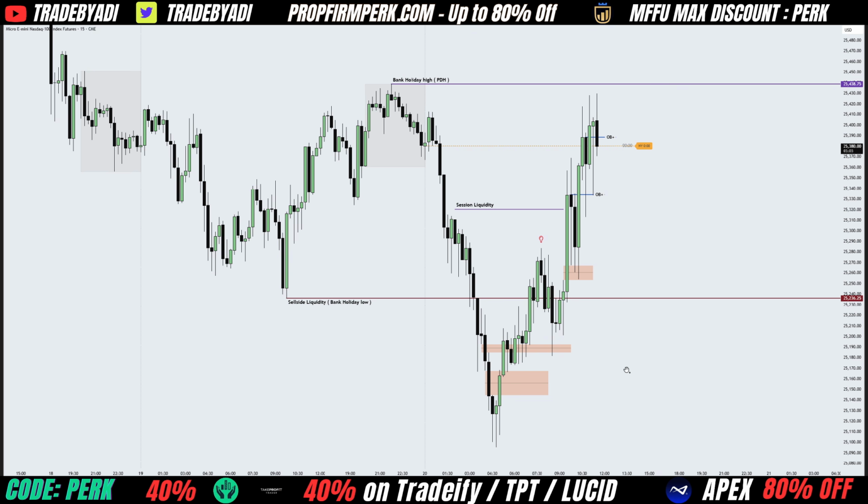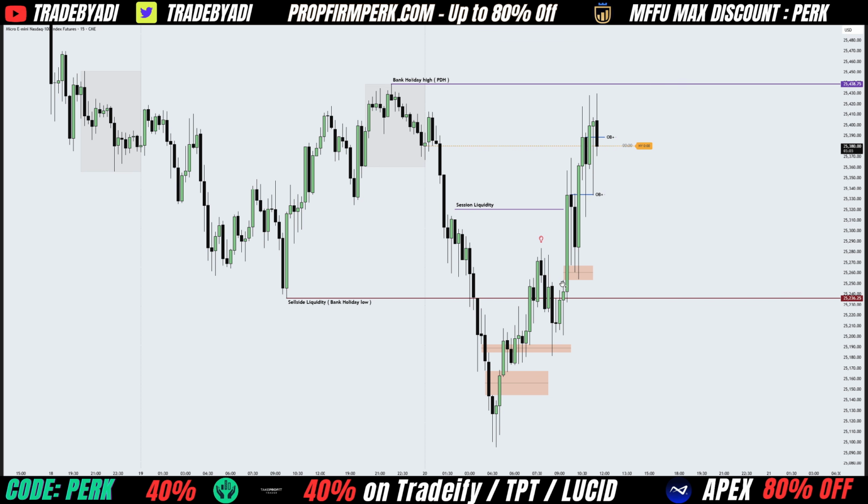On the London session, we have created the low of the day. We have inverted this fair value gap and this fair value gap. We have a little bit of market structure shift. This is another market structure shift. This is the London session liquidity. You are going to refer to this after market open at 9:30.